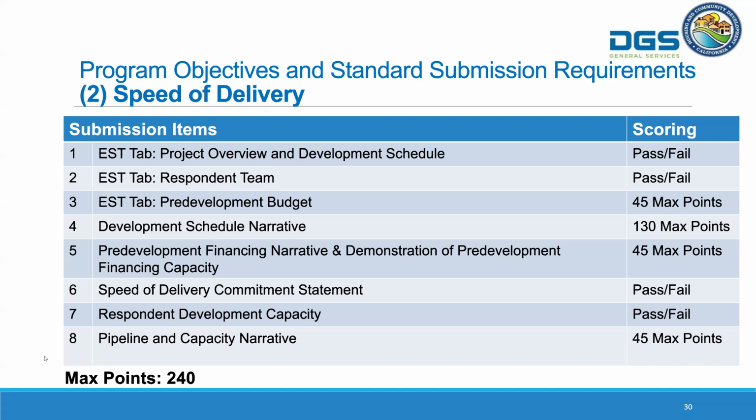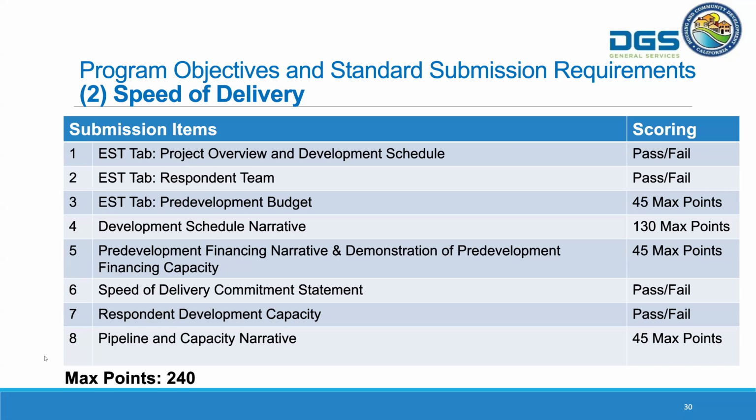Next, I'm going to talk through the pre-development financing narrative and demonstration of pre-development financing capacity, which is item number 5 on the list on the slide. The highest scoring proposals will identify the ability and capacity to secure anticipated pre-development funds necessary to meet the schedule and provide evidence of fund availability from fund source. Please note that financial statements for internal working capital do not count for the 3-page limit.